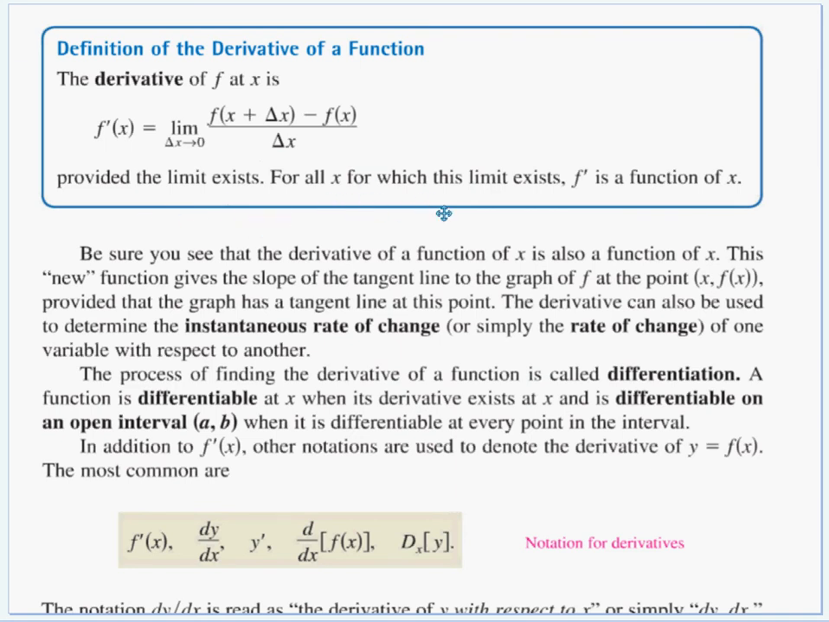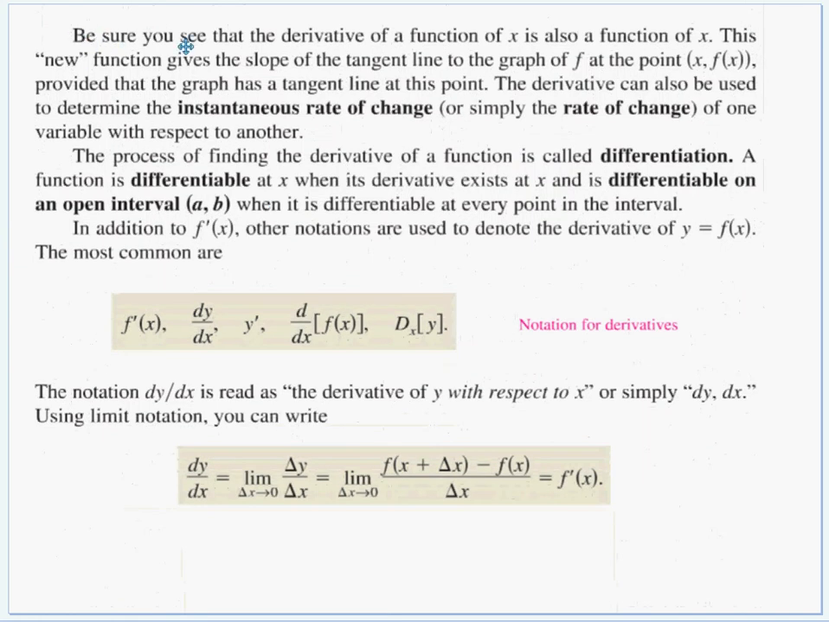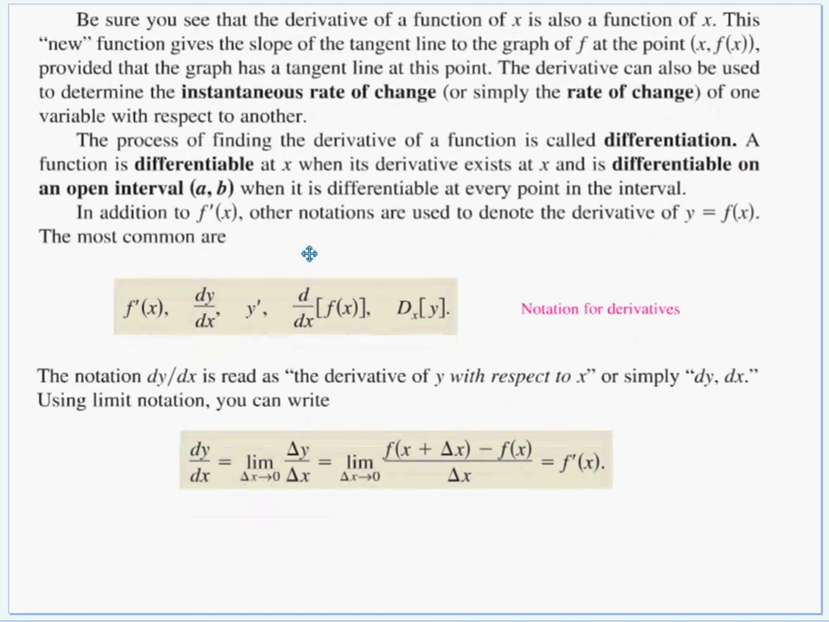For all x values for which this limit exists, f prime is a function of x. It's a slope function. Be sure you see that the derivative of a function is also a function. This new function gives us the slope of the tangent line at that point, provided the graph has a tangent line at that point. The derivative can also be used to determine the instantaneous rate of change, or simply the rate of change of one variable with respect to another.